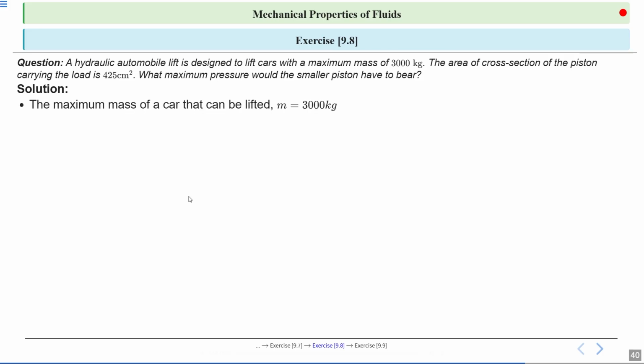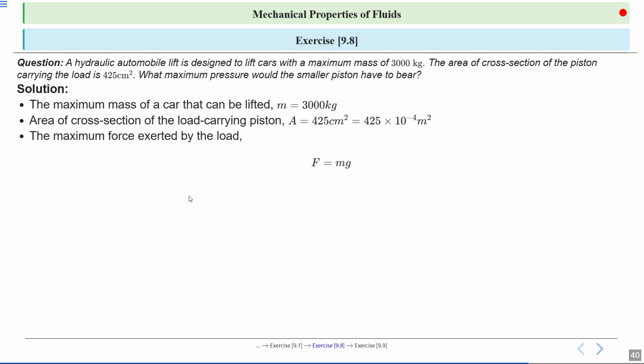So let's first identify the maximum mass the lift is designed to handle. Here the maximum mass of a car that can be lifted, m = 3000 kg. Area of cross section of the load carrying piston, A = 425 × 10^-4 meter square. The maximum force exerted by the load, F = mg. So let's substitute the values and solve it. You will get 29400 Newton.